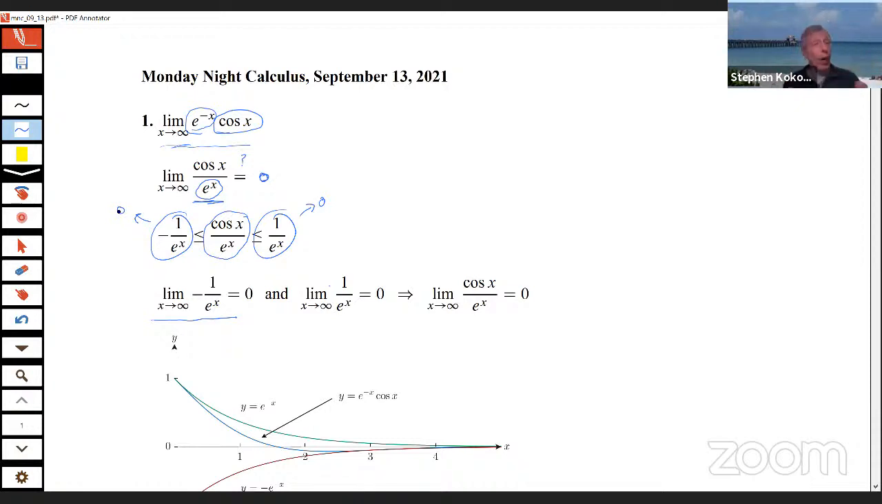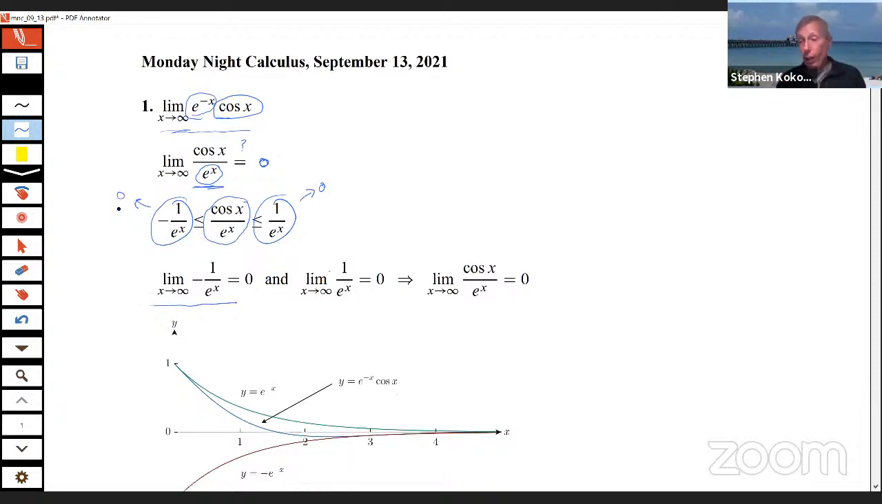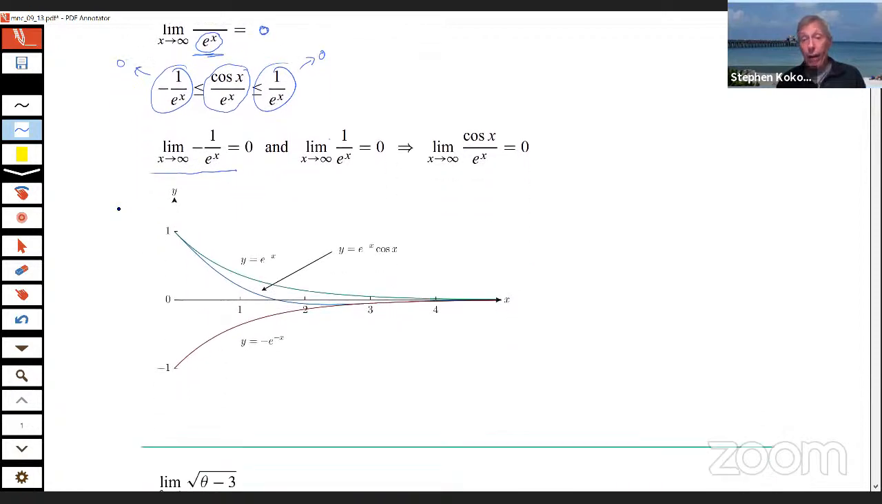And I'm going to pose a question out there. Curtis, maybe somebody can answer this in the chat. I think I saw someone on the Facebook page mention something about using L'Hopital on this. So I'm going to pose the question, why can't you use L'Hopital on this problem? And while you're thinking about that, I'm going to look at this graph.